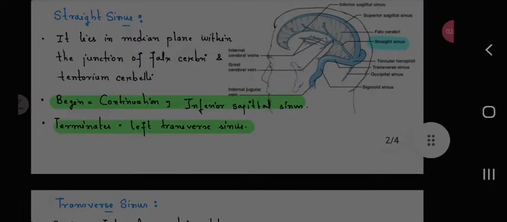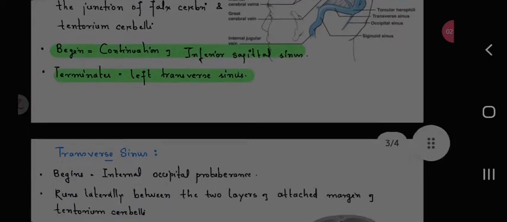Straight sinus. It lies in the median plane within the junction of falx cerebri and tentorium cerebelli. Inferior sagittal sinus, superior sagittal sinus, falx cerebri, straight sinus, internal cerebral vein, great cerebral vein of Galen, internal jugular vein, sigmoid sinus, occipital sinus, transverse sinus, tentorium, torcular Herophili. It begins as the continuation of inferior sagittal sinus and terminates at the left transverse sinus.